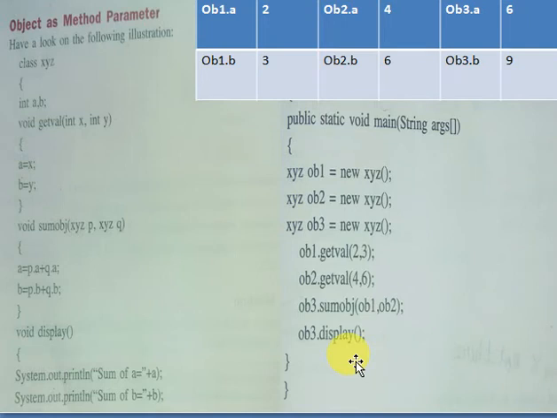Now you can call ob1.display, ob2.display, or ob3.display. He is just calling the ob3.display function to get the value of a and b. Means only ob3's a and b value will be displayed to us because ob3 is calling this function. Please understand here how to send objects as arguments and how to make use of them in the function body. Okay, go through it.